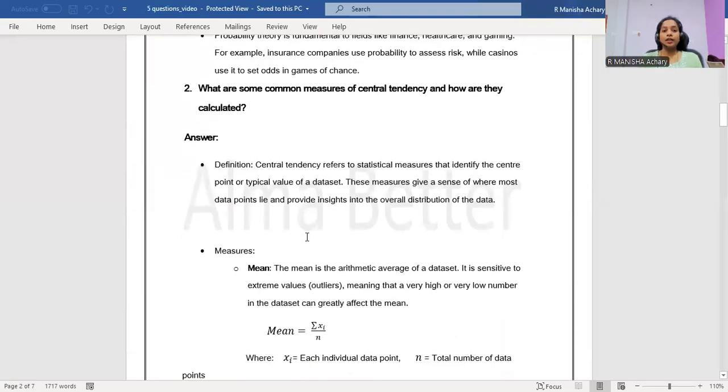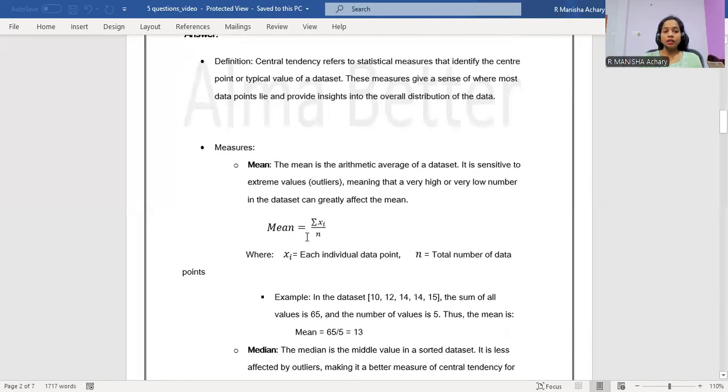Next question is, what are some common measures of central tendency and how are they calculated? First definition, what is central tendency? The central tendency refers to the statistical measures that identify the center point or typical value of a dataset. This measure gives a sense of where the most data points lie and provides insights into the overall distribution of the data. There are 3 measures of central tendency: mean, median, and mode.